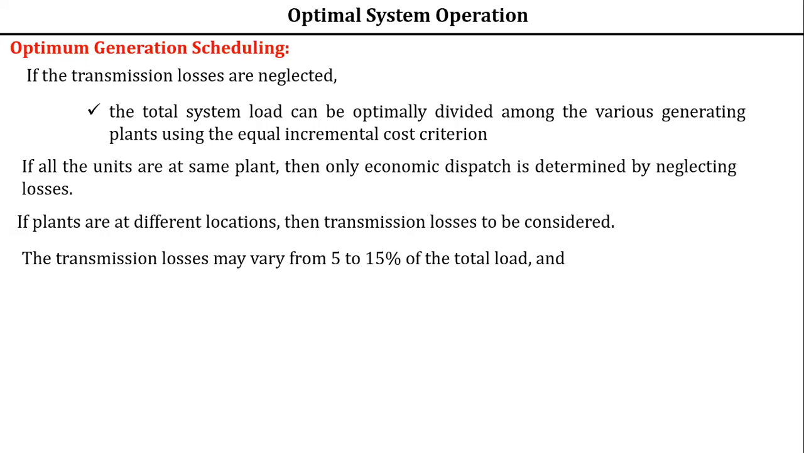So 100 megawatt is the actual load demand, and the loss is 10 megawatts. So 100 plus 10 is 110 megawatts, isn't it? 110 megawatts is the total load. So indirectly, you can consider these losses also as a load. So generation is equal to total load plus losses. Is it clear? So this is what we have to consider.